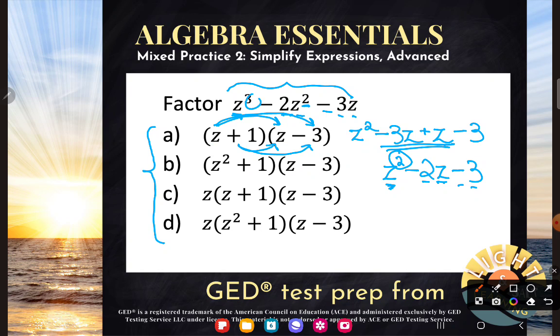I had 2, they had 3. I had 1, they had 2. I had none, they had 1. So that tells me we need another factor. We need a z. So that kind of leads me to want to look at C. Let me show you what I mean. There's a z plus 1 and a z plus 1. There's a z minus 3 and a z minus 3. But then look, an extra factor of z to multiply in.